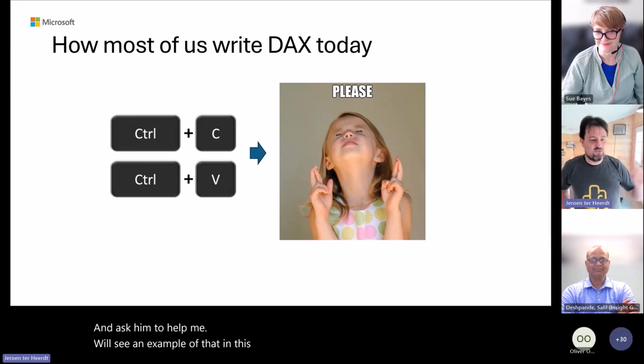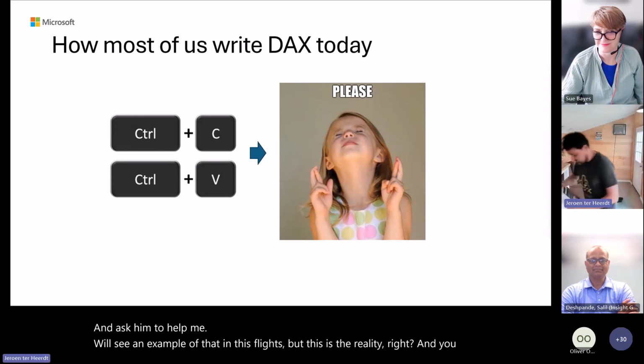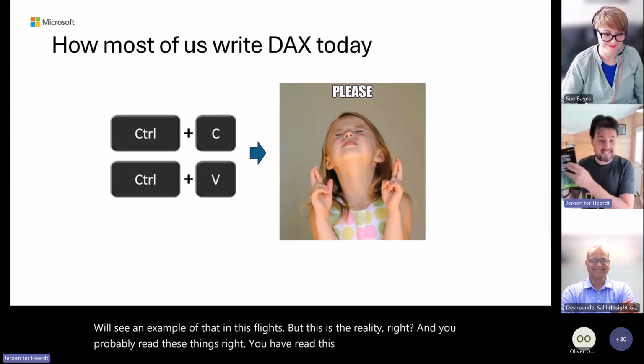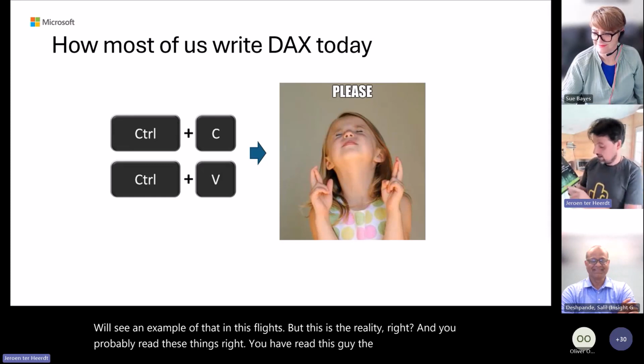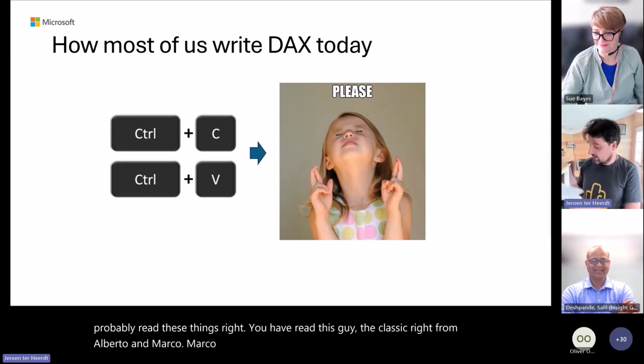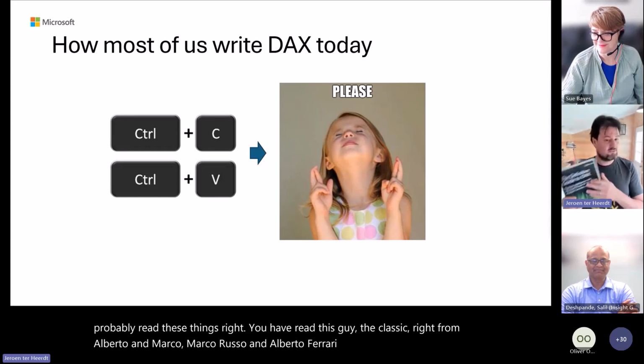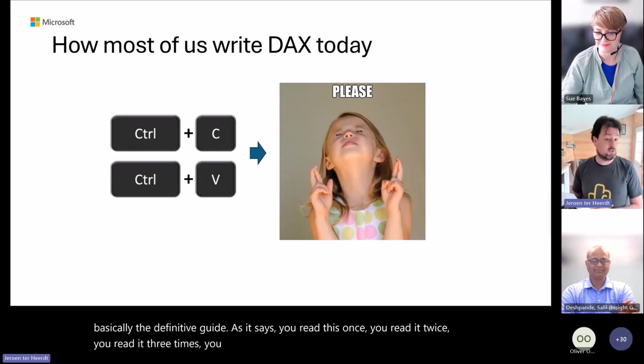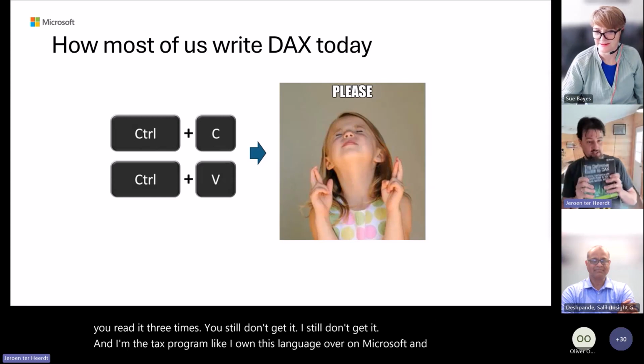But this is the reality, right? And you probably read these things, right? You have read this guy, the classic, right? From Alberto and Marco. Marco Russo and Alberto Ferrari, the classic, basically the definitive guide, as it says. You read this once, you read it twice, you read it 3 times, you still don't get it. I still don't get it. And I'm the DAX programming, like I own this language over at Microsoft, and I still don't get half of what's in here, right?